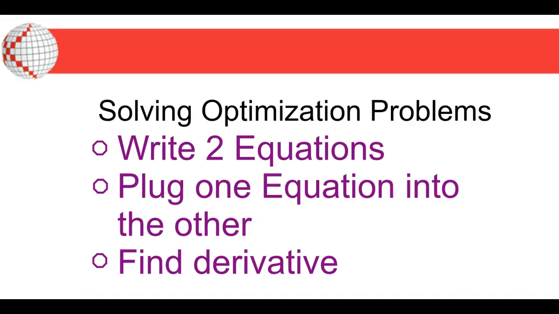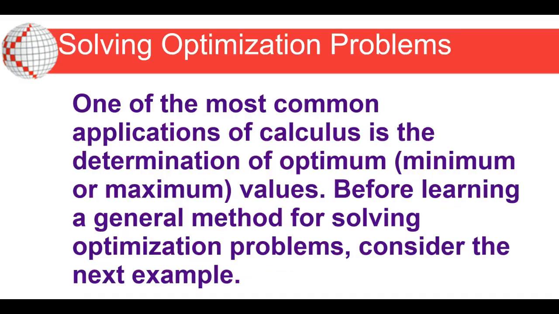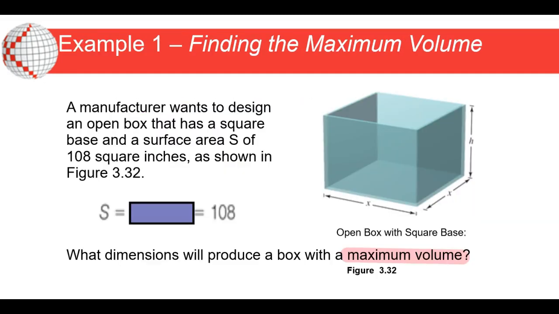So again, here's the general strategy that we're going to use for these things: writing two equations, substitution, and then the derivative. And again, this is just to optimize, to find the maximum profit, or whatever. In this case, we're going to be dealing with volume. Sometimes we're maximizing surface area, so we just have to read real carefully.